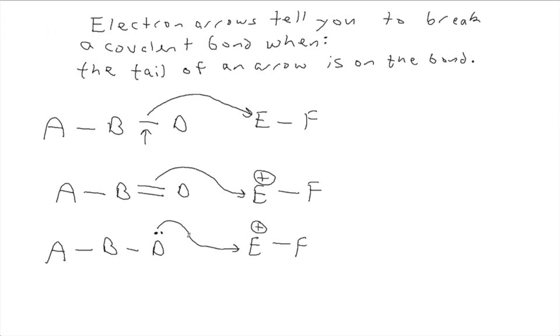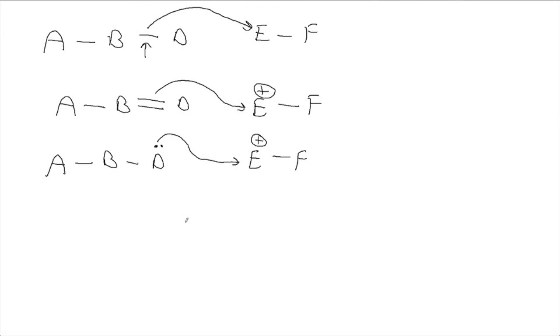Does this arrow tell us to break a bond? No, it does not. Okay, that's all there is to it. So we would not break any bonds based on this arrow, because the tail of this arrow is not on a bond, it's on a lone pair. So we're not going to be breaking any bond based on that arrow.